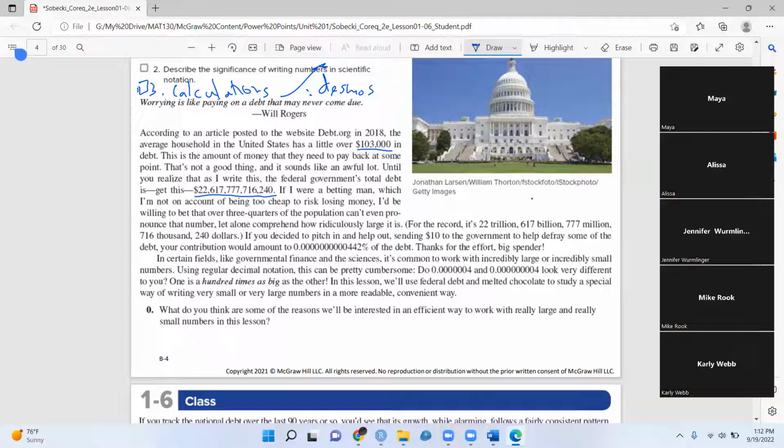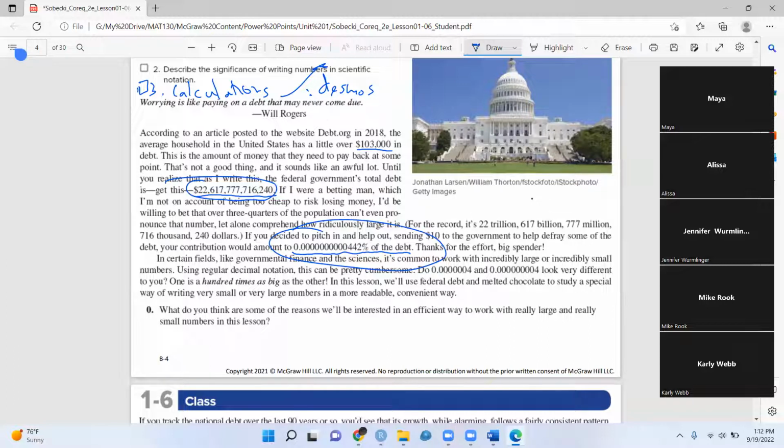Yeah, he's like, I bet three quarters of the population can't even pronounce that number, let alone comprehend how ridiculously large it is. Yeah, here's how to say it, which I didn't say right. So then he's like, well, what if you decided to pitch in and help out, send the government $10 to pay it off? And he's like, well, that's this percentage of the debt. That's less than 0%. That's not true, but it's a super tiny percentage. And the point here is this is a really, really big number, and this is a really, really small number, and writing those is tedious.